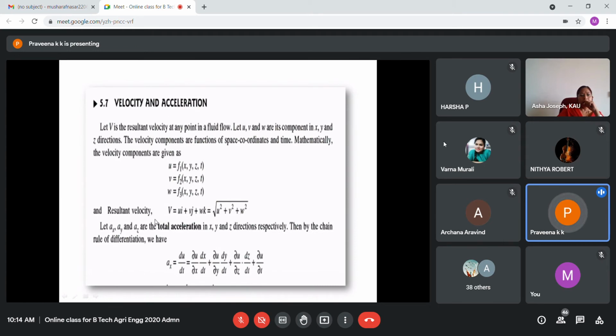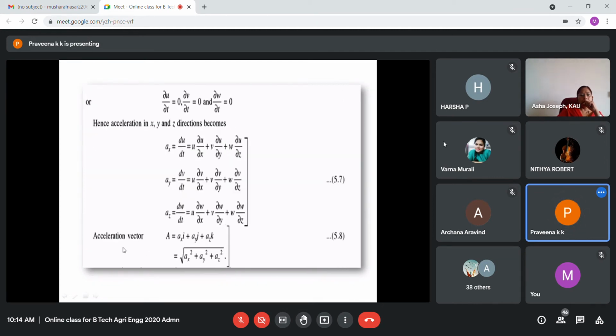And this is the resultant velocity acting in a fluid flow, and this is the resultant acceleration acting in a fluid flow. So these are the expressions for finding out the resultant velocity and resultant acceleration.